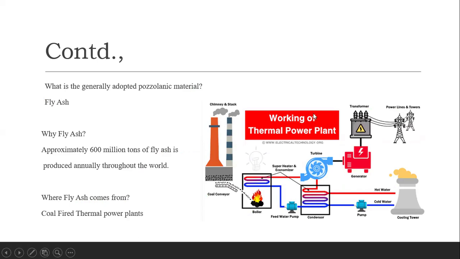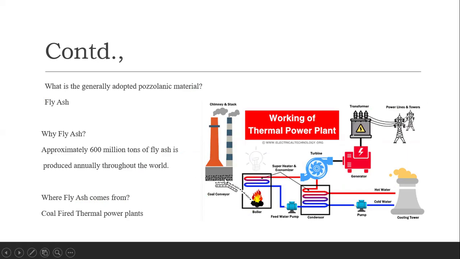This is the process in which fly ash will be created, where coal will be used for creating heat in the power plant. So with the help of heat, water steam will be created, and with the help of steam, the turbine will be rotated, and with the help of turbine rotation, electricity will be produced and it will be fed to the transmission line.